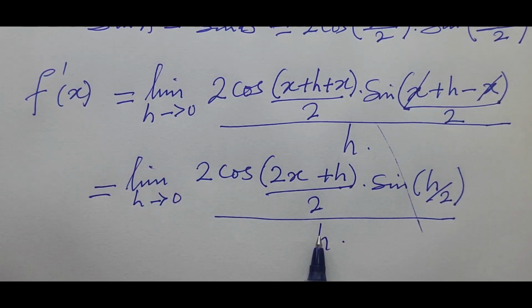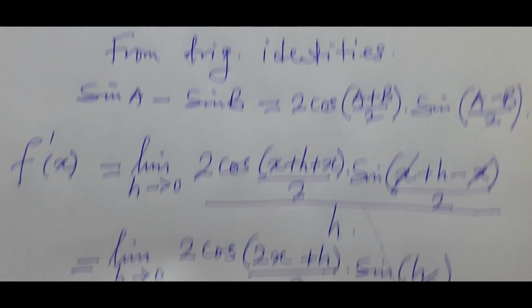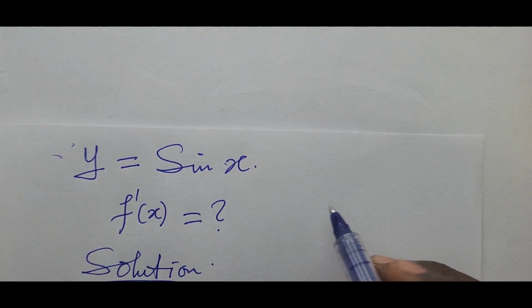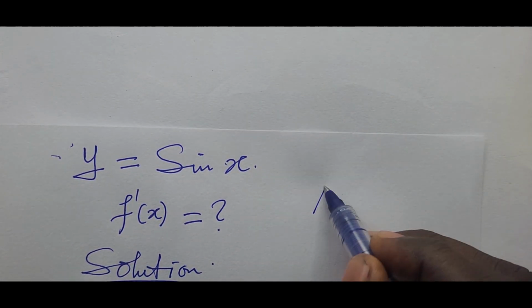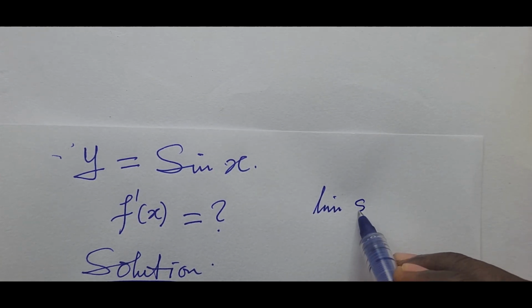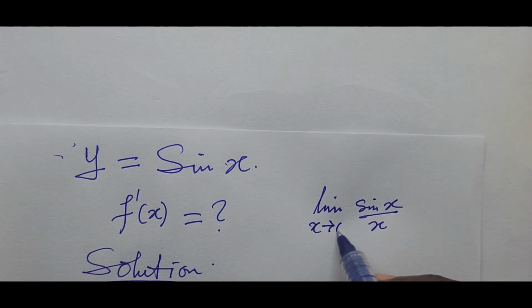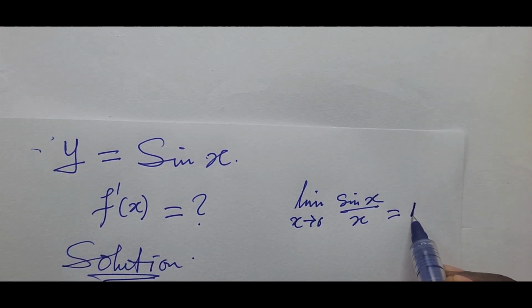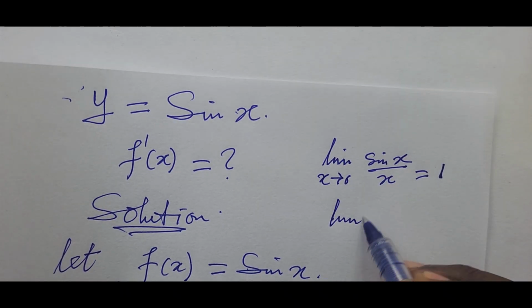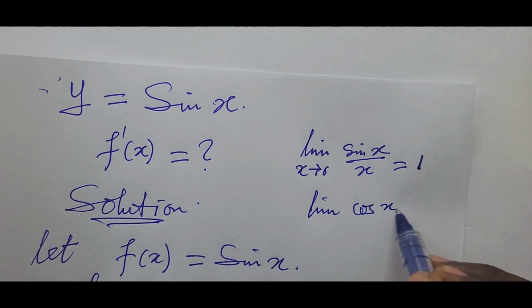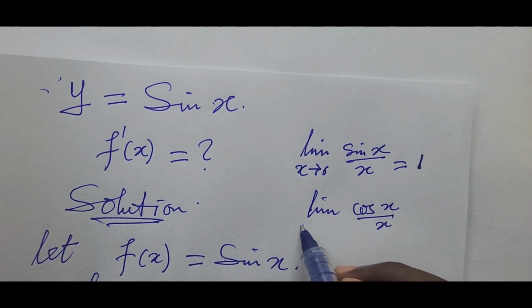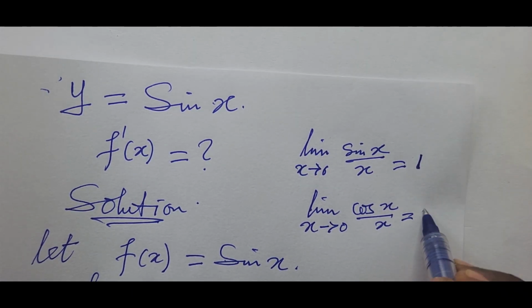With this expression, we have to multiply the denominator by 2 all over 2. In other words, we want to multiply the h here by 2 all over 2. Why are we doing that? Remember from our trig identity that if we take the limit of sine x all over x as x tends to 0, this is going to give us 1. And also, if we take the limit of cos x all over x as x tends to 0, this is going to give us 0.